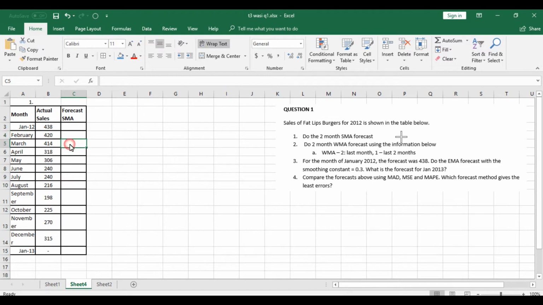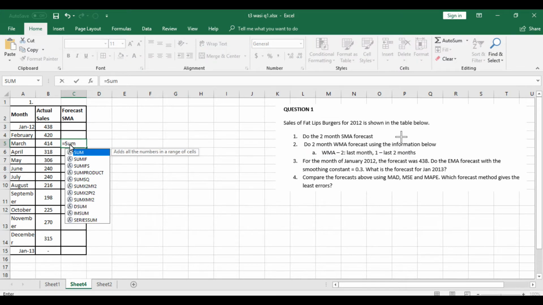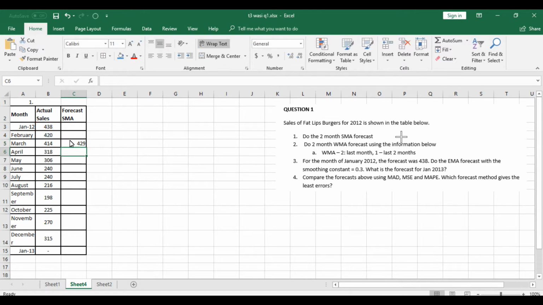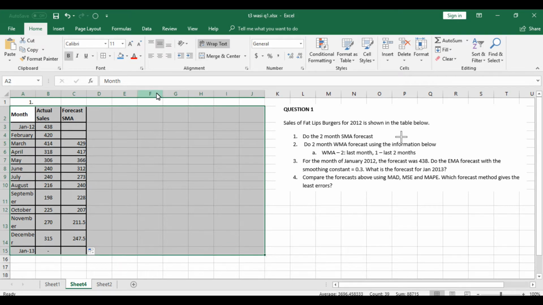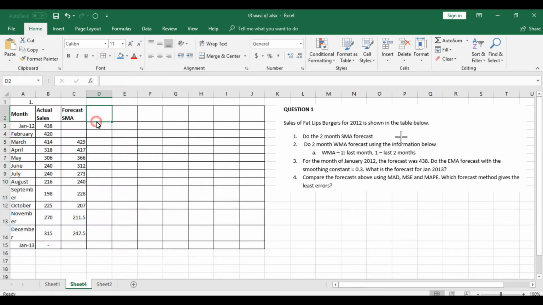we have to start from March, which is equal to the sum of the last 2 months, and divide it by 2 because it is a 2 month moving average. Just drag it down until December. Just make sure that this is my area to cover, 2 months, these two 2 months.